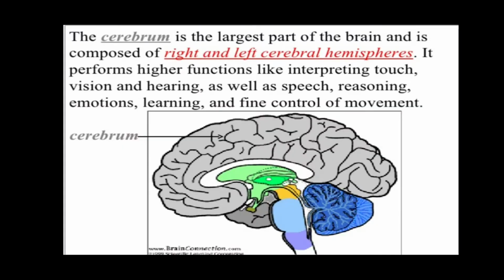First is the cerebrum. Cerebrum, dear students, is the largest part of the brain and is also known as the forebrain. This is the main thinking part of the brain. All the voluntary actions of the body are coordinated by the cerebrum, like feeling, touch, hearing, speech, learning, or the fine control of movement. They all are coordinated by the cerebrum.